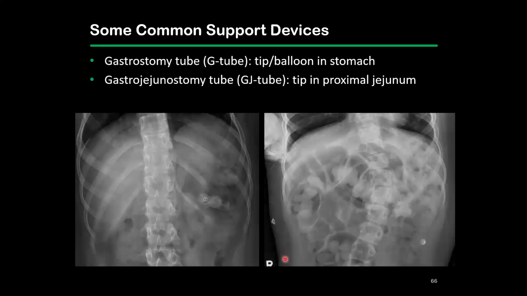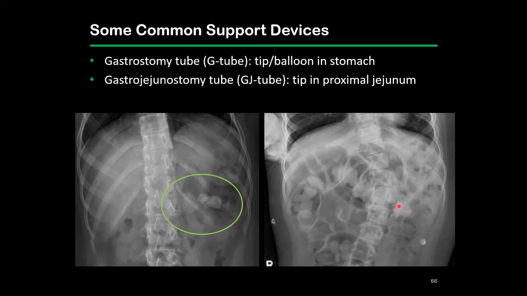Other common support devices kind of along the enteric tube line. The gastrostomy tube is for children who can't take anything by mouth chronically, but can still tolerate gastric feeds. This is the gastrostomy tube. It's usually pretty short and has a small balloon that may be visible, but typically it's just overlying the stomach. If they need post-pyloric feeds chronically, then they can get a gastrojejunostomy tube.